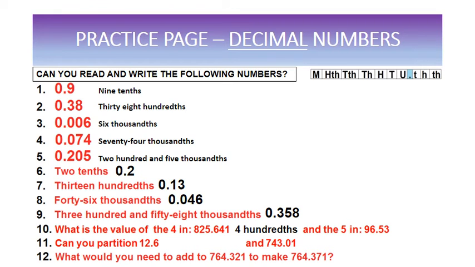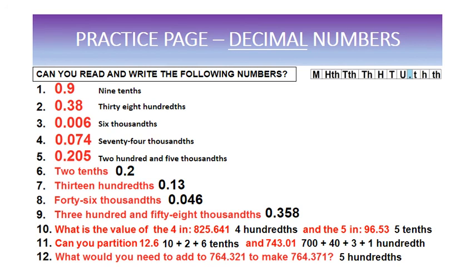The 5 in this number is 5 tenths. Can you partition 12.6? It's made up of a 10, a 2 and 6 tenths. And partitioning the next number is made up of a 700, a 40, a 3 and a hundredth. What would you need to add to the first number to make the second? The answer is 5 hundredths.